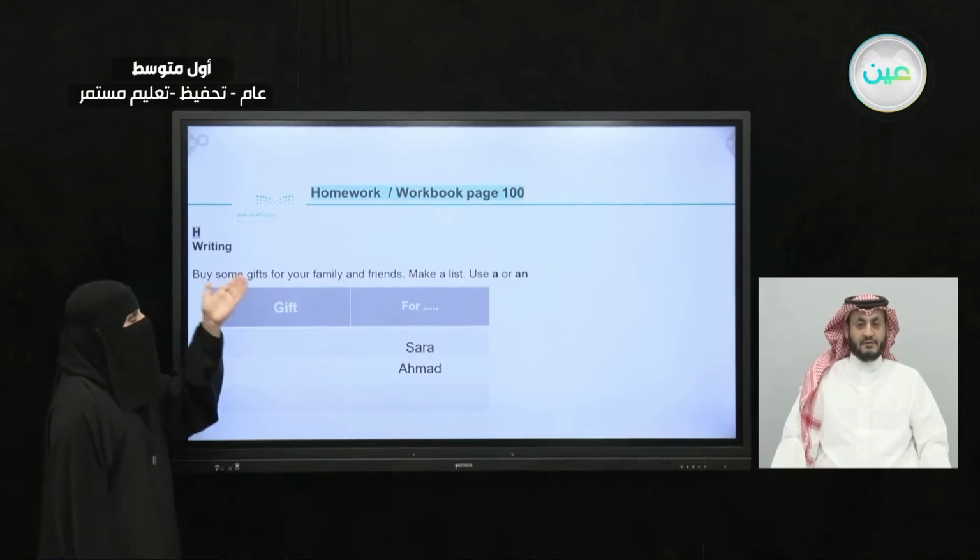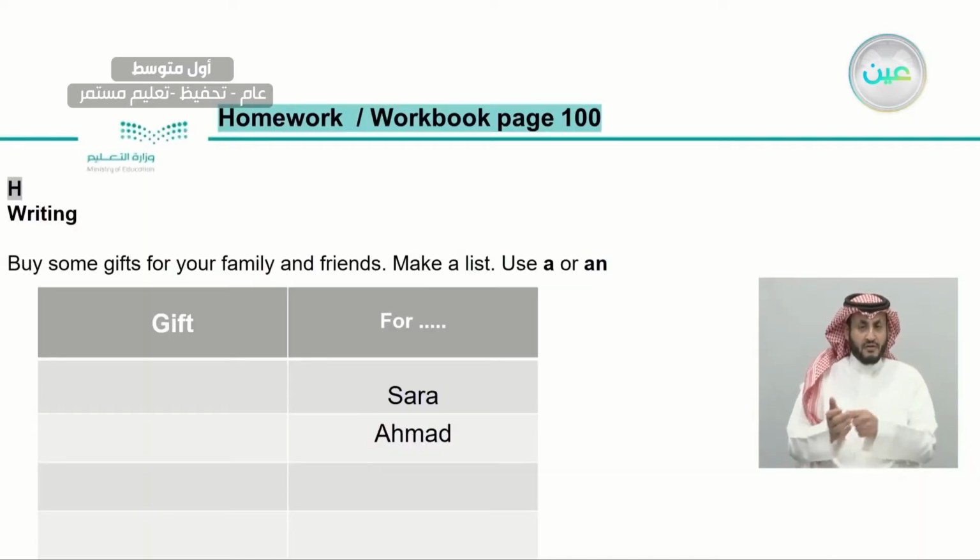We had a homework last time, page 100. Open your book. At the workbook, letter H, it was writing: buy some gifts for your family and friends, make a list, use a or an. Did you do that? How was it? So in this column right here, you will be writing the gift and here the name of the person that you are giving this gift for.